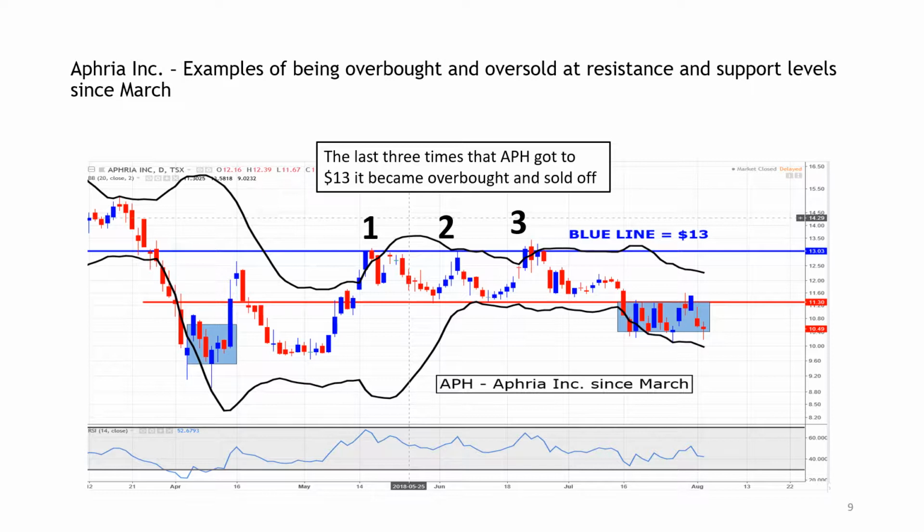All right, and here is just a stock, one of these legal cannabis stocks that I follow. You can see that it got up to this 13 level, which was resistance back here. I should have shown it on the chart.